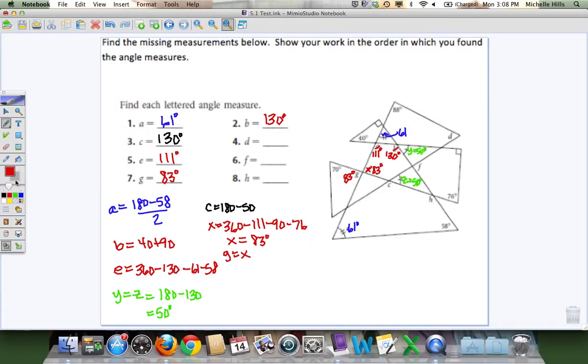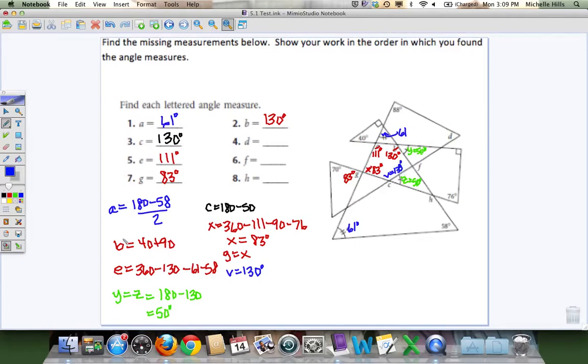Now, once I knew those, I said that this angle measured down here was V. And V is a linear pair, or actually V is equal to C. So V equals 130 degrees without me having to show any work for it. Just label it. So V is 130 degrees.